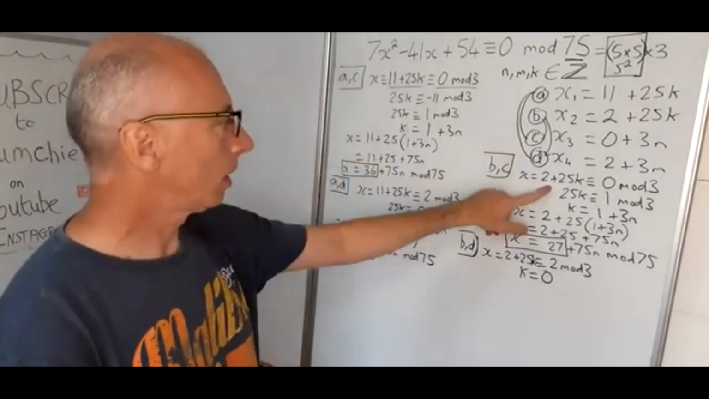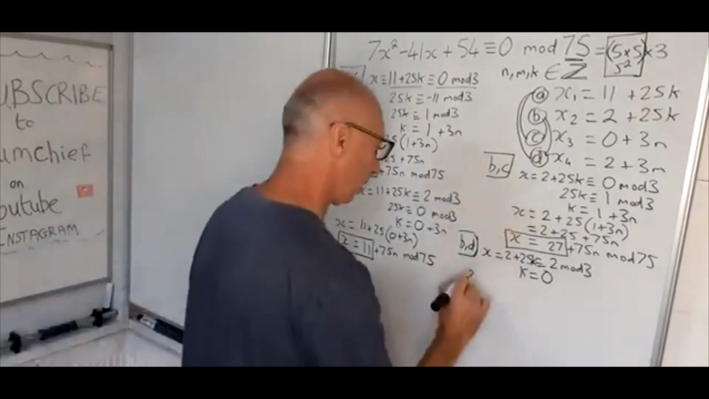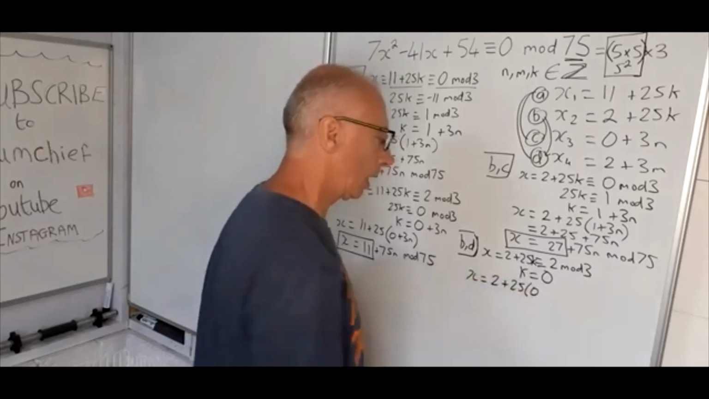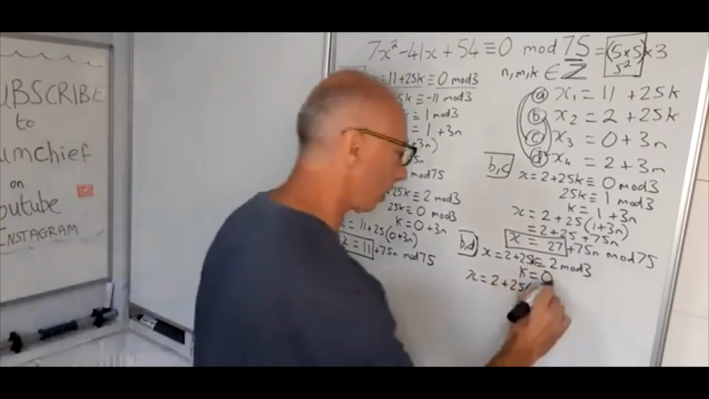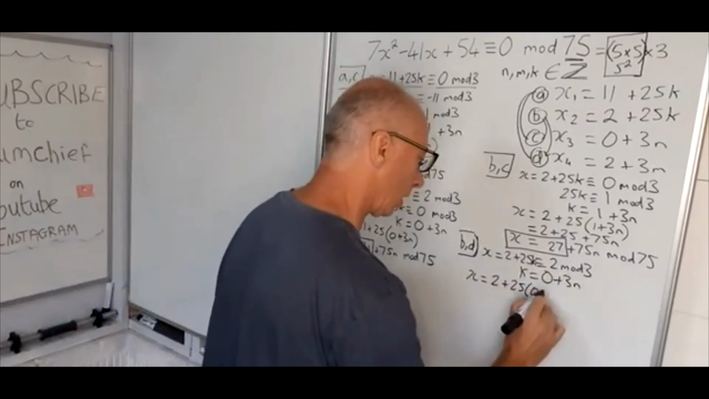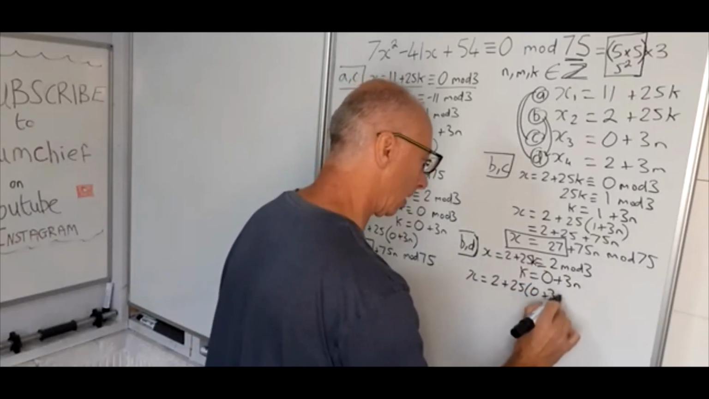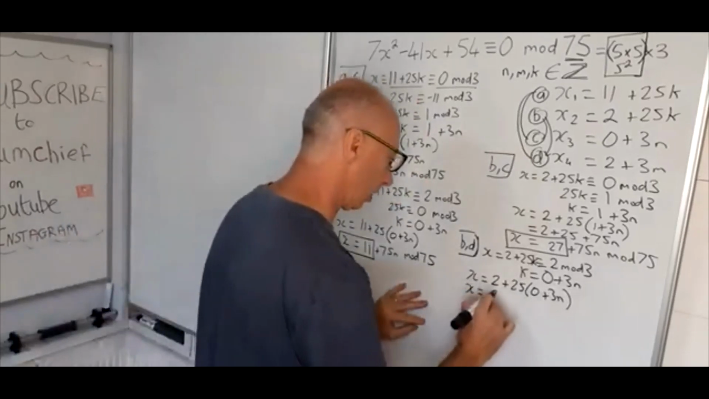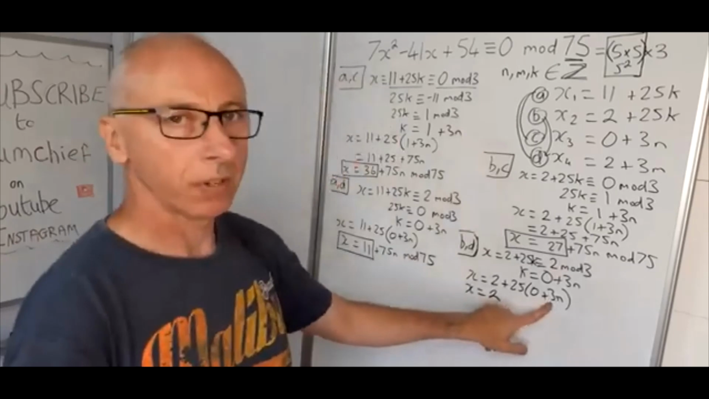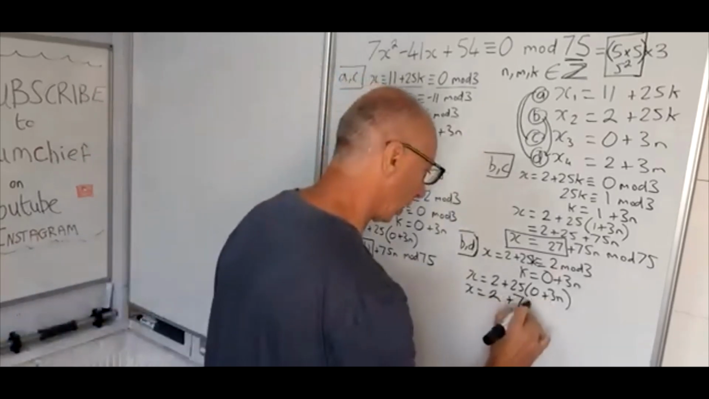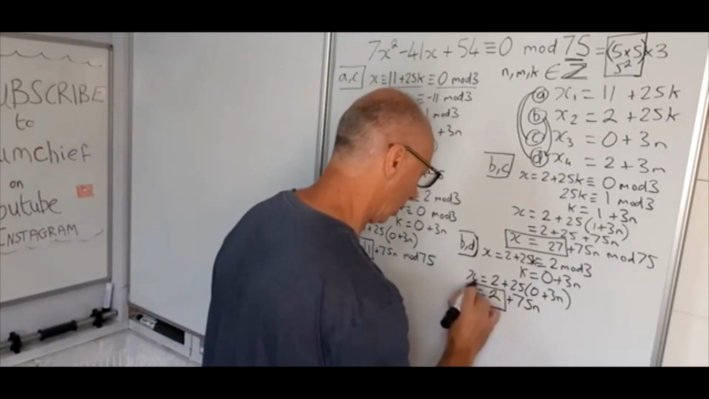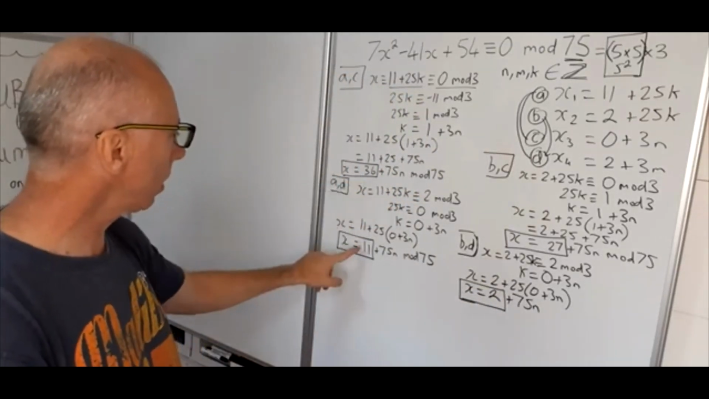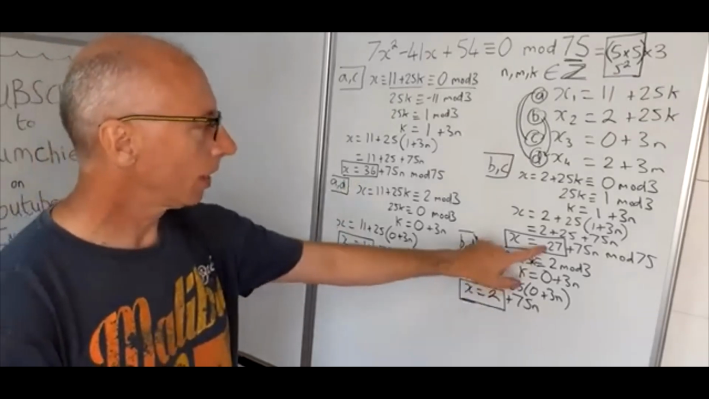So now plugging that back into the 2 plus 25k, x equals 2 plus 25 times 0, not forgetting the 3n here, 0 plus 3n. So x equals 2 plus 25 times 0, that's just 2 plus 75n. So there we go, that's our 4 solutions. We've got x is 36, x is 11, x is 2, and x is 27.